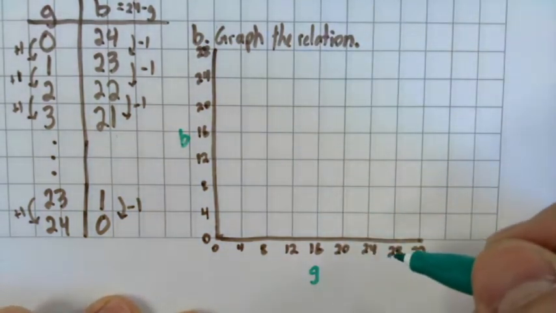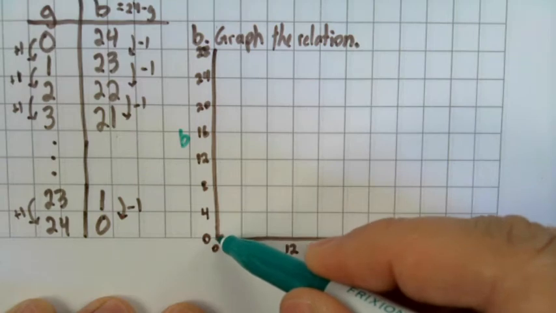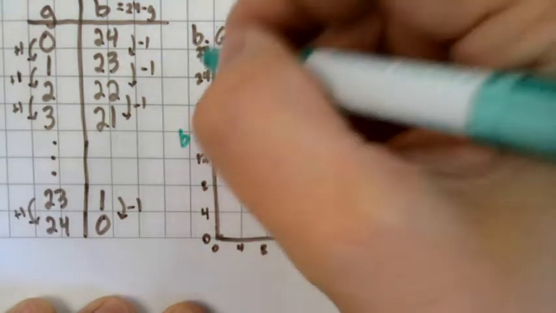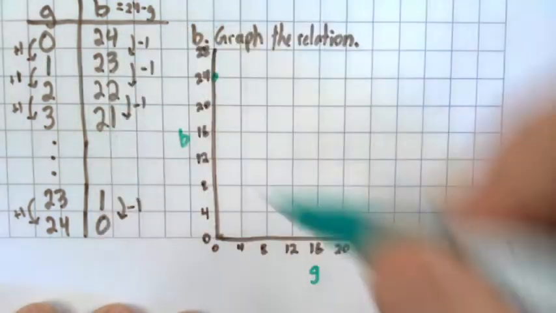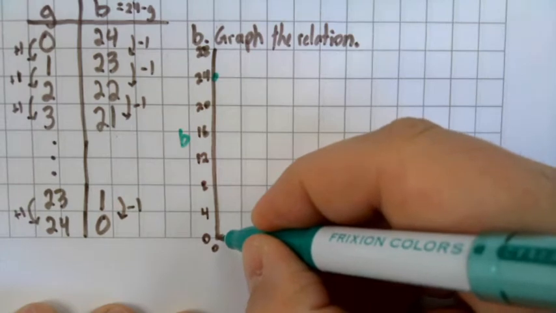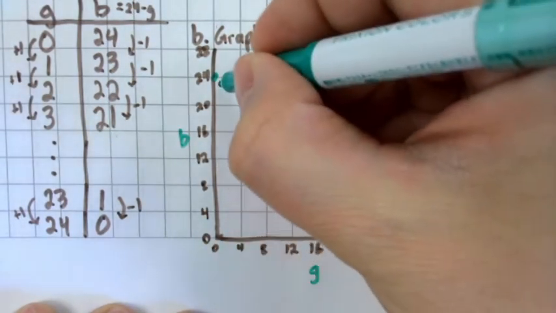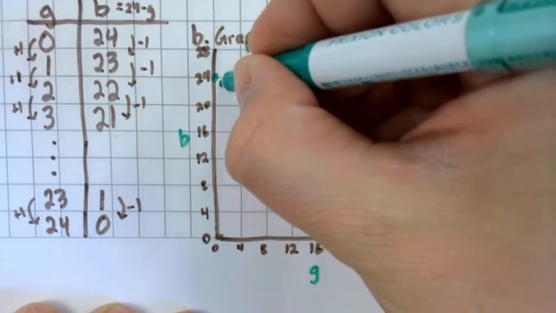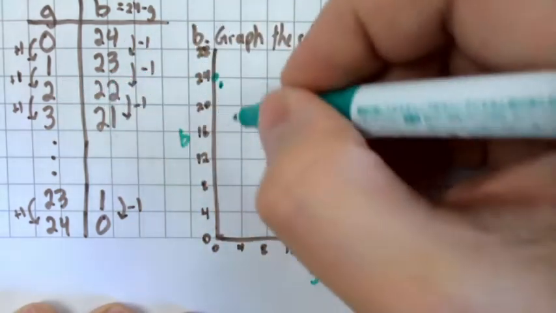So girls, when girls was 0, what was boys? Boys was all the way up here at 24. When girls was 1, which is a quarter of the way over, so not halfway, it's half of a half. Where was boys? It was 23, which is right up here. What about when it was 2? Girls is 2, boys is 22.